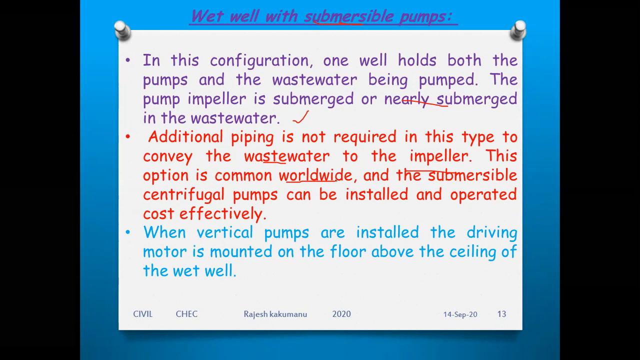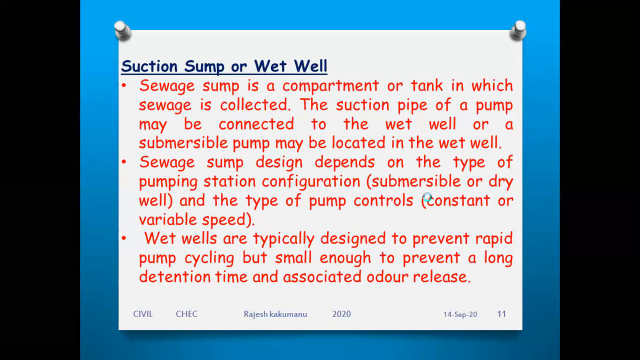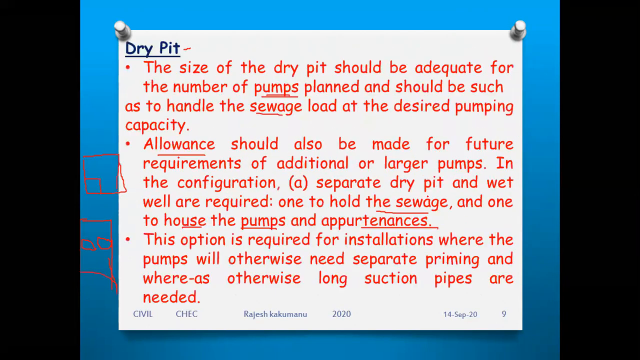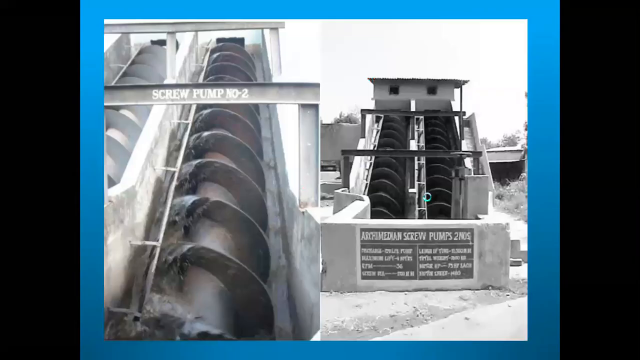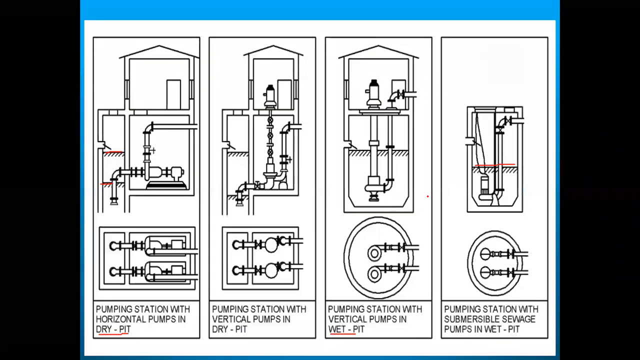When vertical pumps are installed, the driving motor is mounted on the floor above the ceiling of the wet well. See here, like this it is mounted, like this it is fixed. These are the submersible pumps.